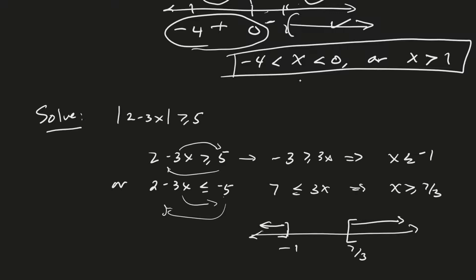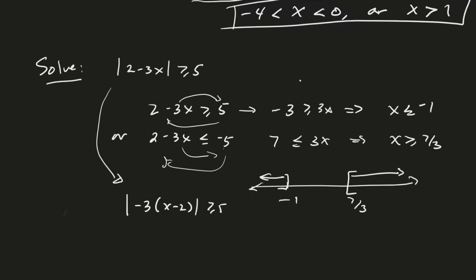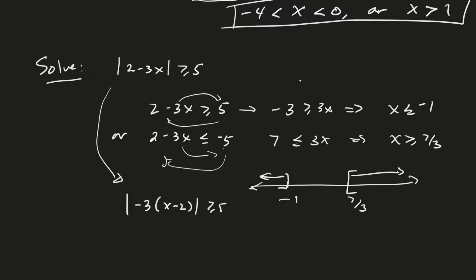Okay, now we were talking about distance. And so how is this a distance function? Well, it's not quite in the right form yet. What happens if I were to factor out minus 3 from this expression? Then I would have minus 3 times x minus 2/3 is greater than or equal to 5. Then if I pull out the minus 3, it becomes a positive 3. So 3 times the absolute value of x minus 2/3 is greater than or equal to 5.